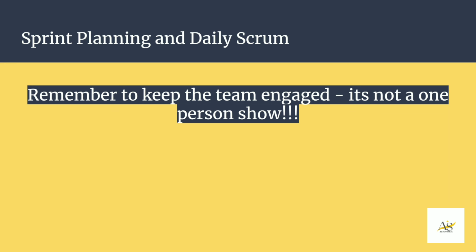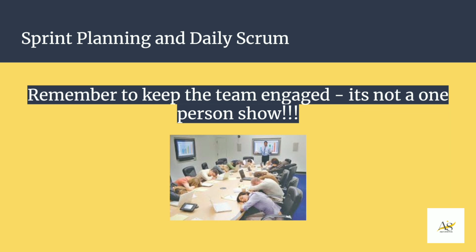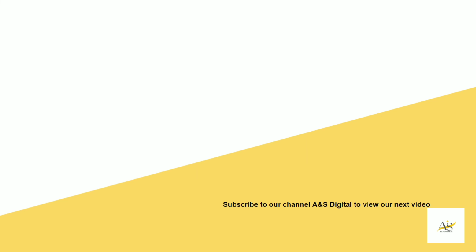Most importantly, this is not a one-person show, neither the sprint planning nor the daily Scrum. If you have only the Scrum Master talking away and the rest of the stakeholders not engaged, you are doing something clearly wrong. And at that point, you might as well not have a sprint planning. You might as well not have a daily Scrum. So again, remember to keep the team engaged.